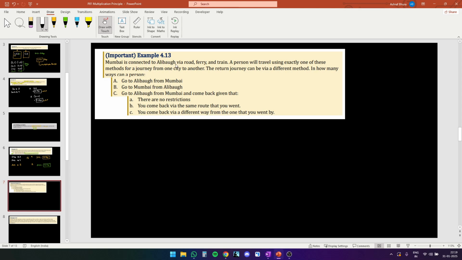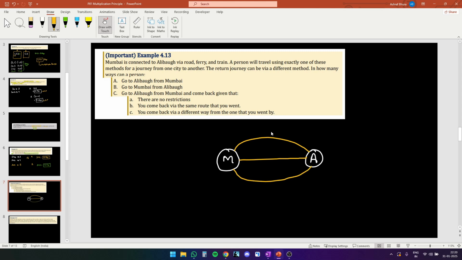Mumbai is connected to Alibag via road, ferry and train. So if I let's say draw Mumbai and let's say Alibag, it is connected by 3 things. One is road, second is ferry, and one is train. So let's say this is road, this is ferry and this is train.